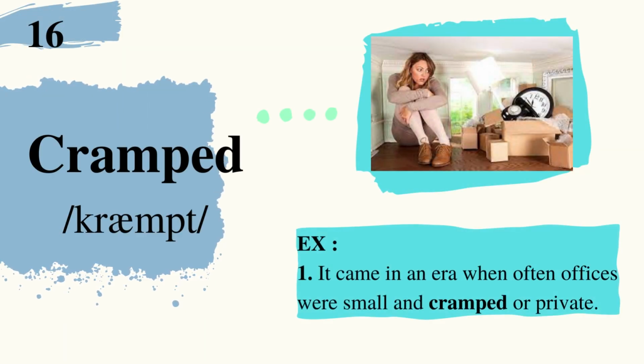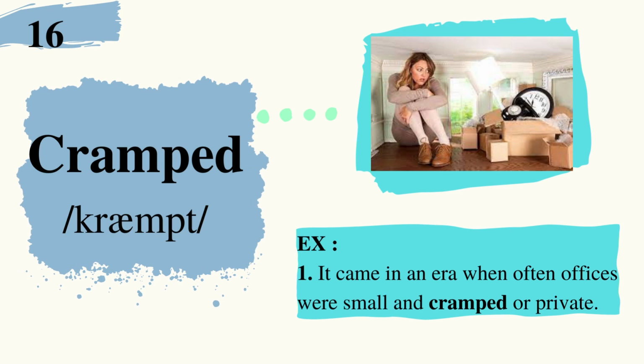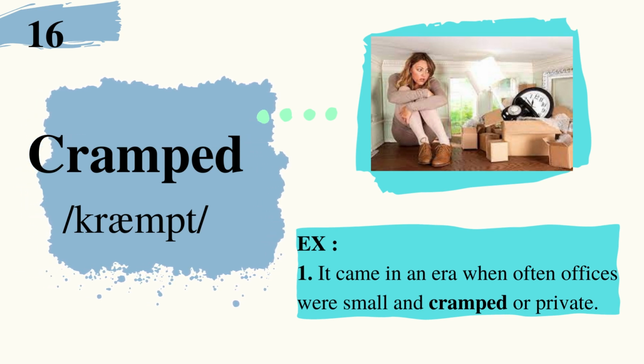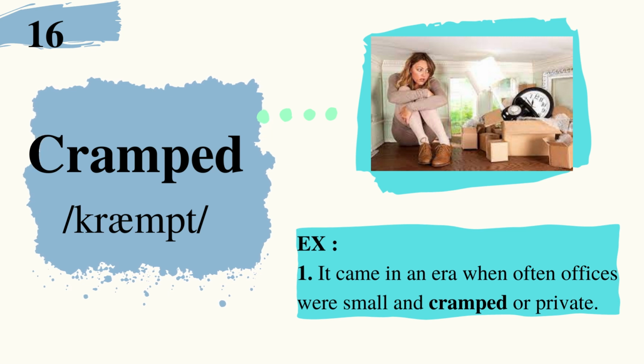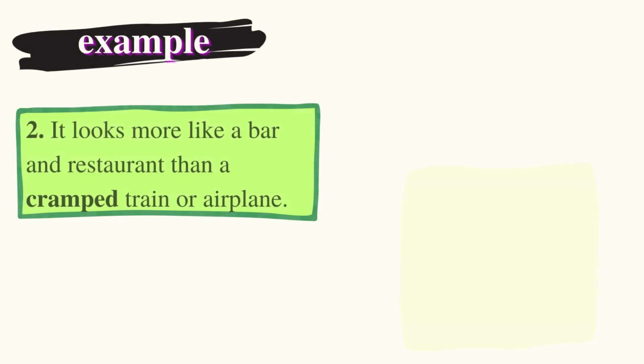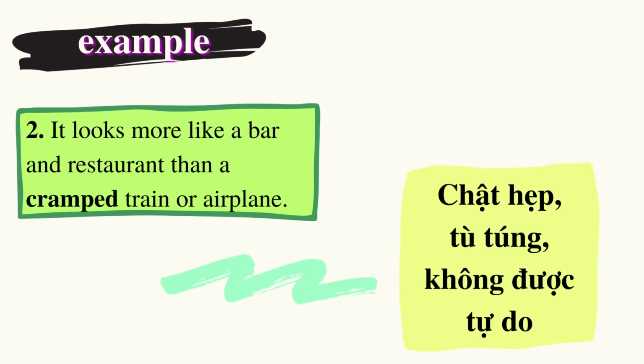16. Cramp. Cramp. Example. It came in an era when offices were small and cramped or private. It looks more like a bar and restaurant than a cramped train or aeroplane.